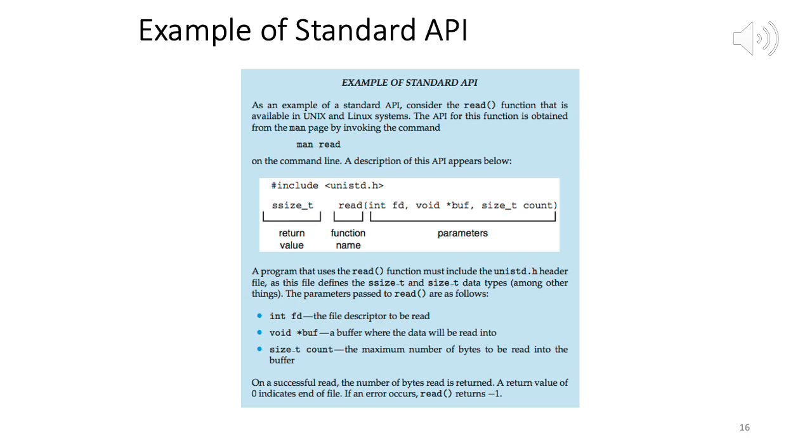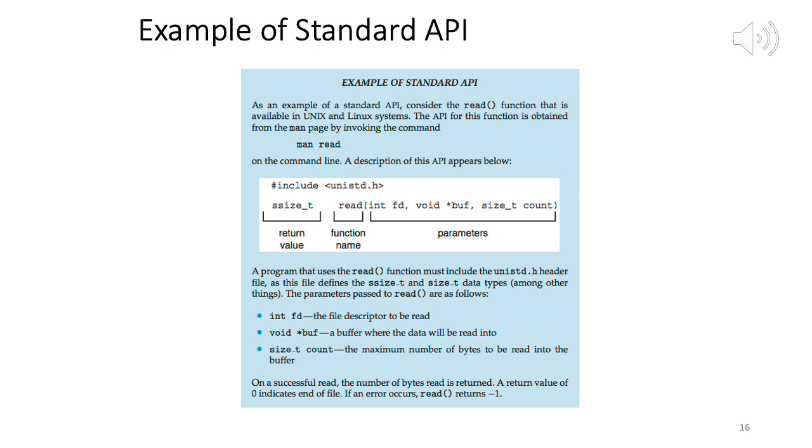BUF, a buffer where the data will be read into. So data is read into the buffer, which will be specified by BUF, a pointer to a memory location where the data will be read. Count is the maximum number of bytes to be read into the buffer. So you may have that requirement: I don't want to read more than 1000 characters, let's say. So that is a count.